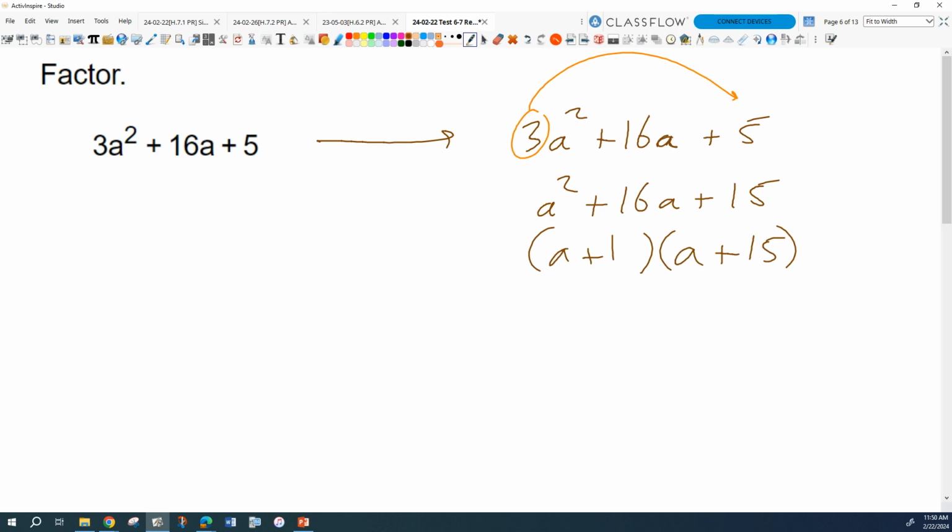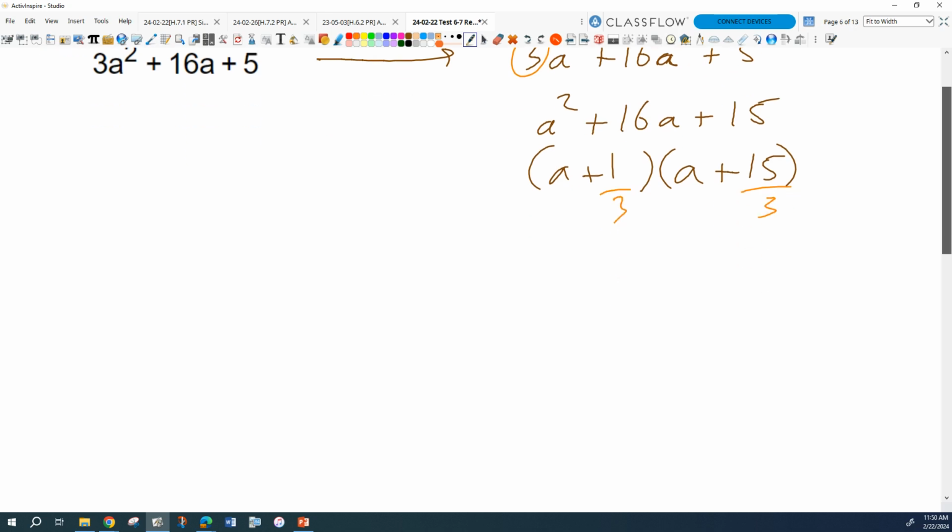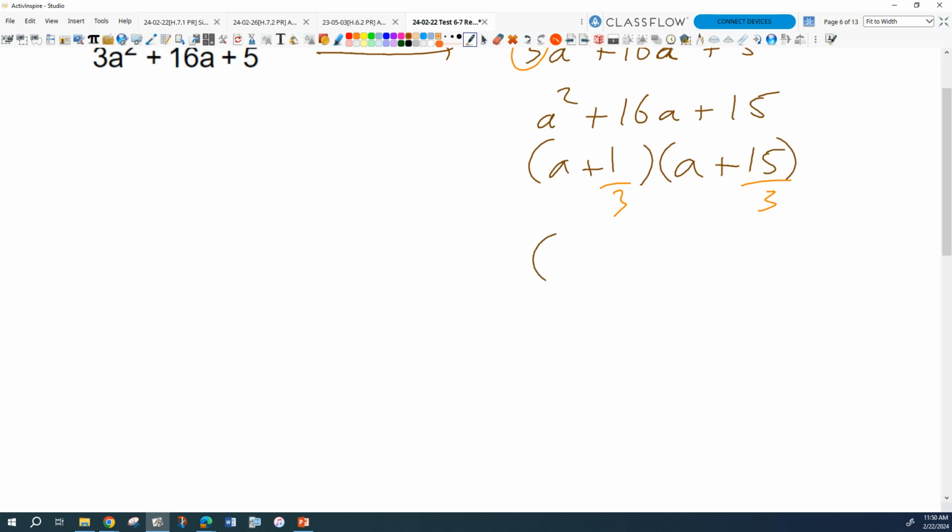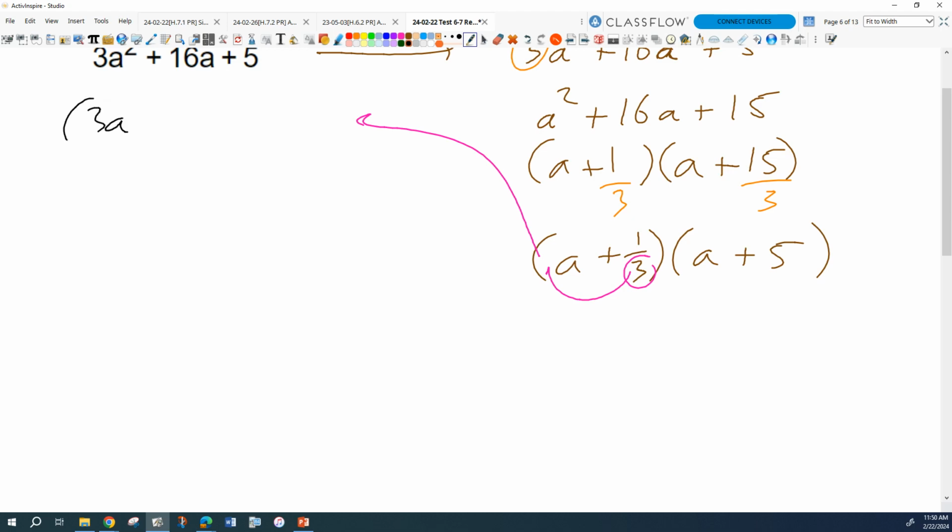I immediately divide by 3. Good. What do I do? Slide that 3 over in front of the A. Okay, but before I slide, I have to reduce fractions. So 5. And then finally, last step, move the 3 up, and I got it. My answer then is going to be 3A plus 1 times A plus 5. Good? Okay.